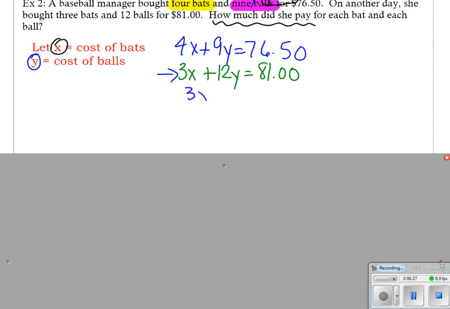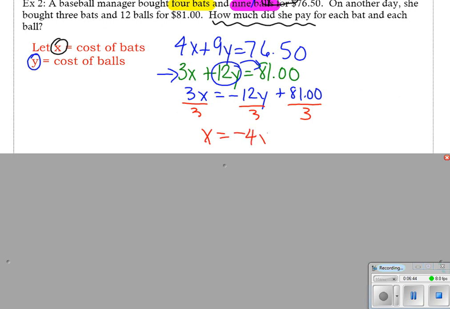So I get 3x equals negative 12y, bringing this y to the other side, plus 81, dividing by 3, I wind up with x equals negative 4y plus 27. Now I'm going to use my substitution. So I'm going to take what this equals and substitute it into my other equation, which happens to be this equation here.